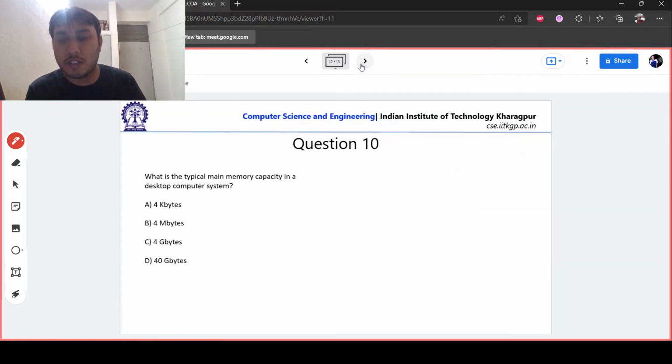Now let's go to the last question. The question is, what is the typical main memory capacity in a desktop computer? So the natural answer is option C, sorry. So naturally modern desktops have 4 GB, 8 GB of RAM. 40 GB is basically mostly for workstations.